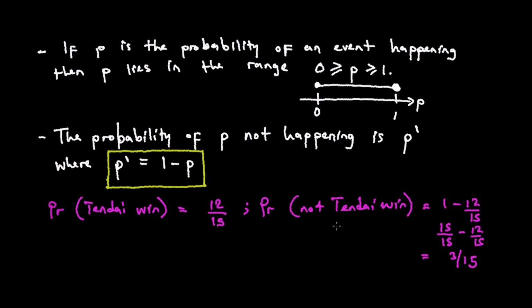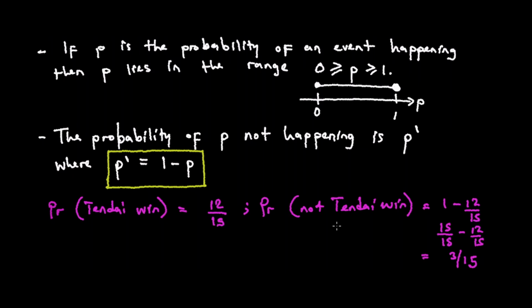So an example would be the probability of not winning, which is going to be 1 minus 0.8, which is 0.2. You can also get this through the first method by finding how many games Tendai lost, then the number of games that Tendai lost over the total number of games, and you're still going to get 0.2. Probability can also be described in set language.